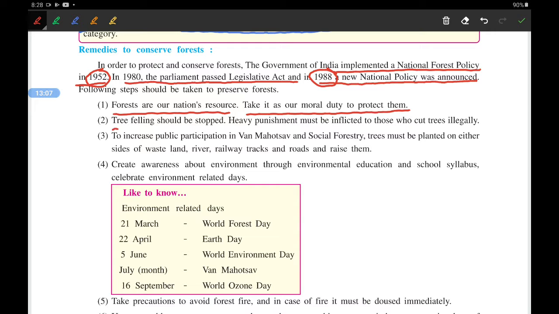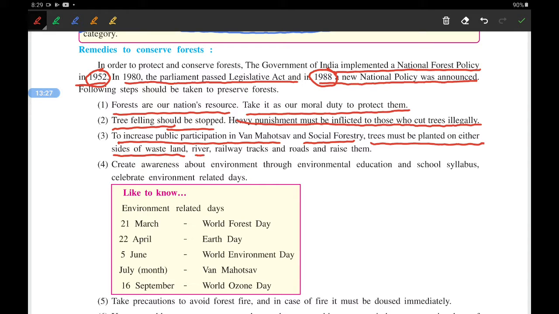Second, tree felling. Felling means cutting down. It should be stopped. Heavy punishment must be inflicted on those cutting down trees illegally. Anyone who cuts down trees illegally will be given a heavy punishment. Third, increase public participation in Van Mahotsav and social farming. Trees must be planted on either side of wastelands, rivers, railway tracks, and roads. Okay, so these are some of the steps that can be taken.